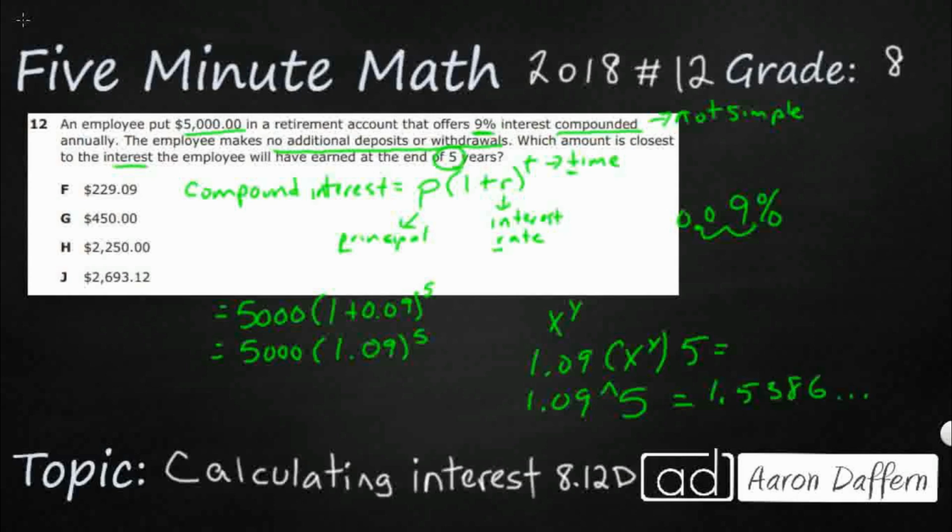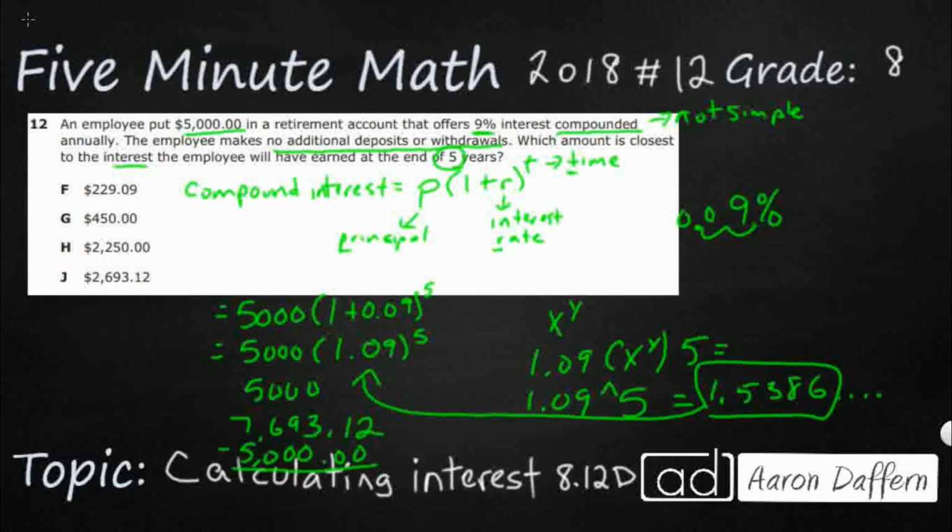1.5386... So we're going to put that in here. Now we just need to multiply that by 5,000, and we're going to get our answer of 7,693.12. You have to take away the 5,000 principal, and you get your interest of J.